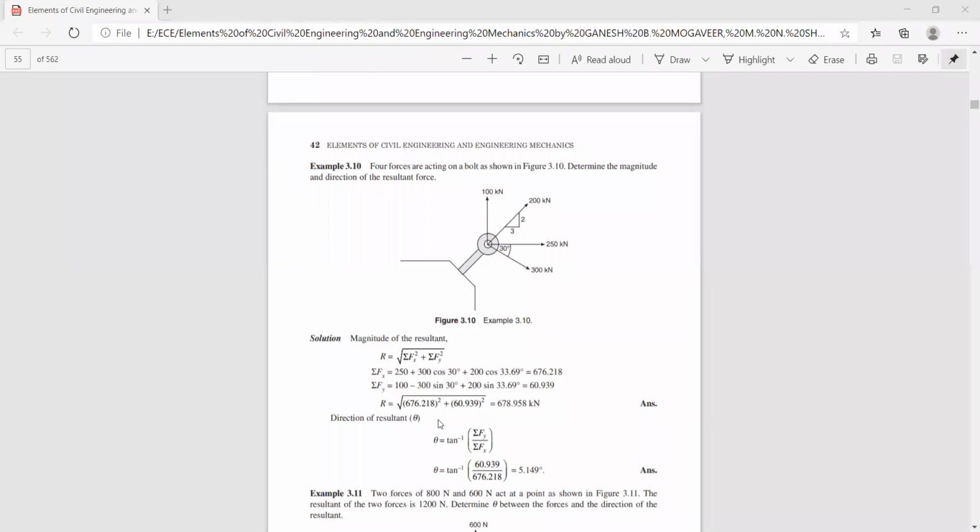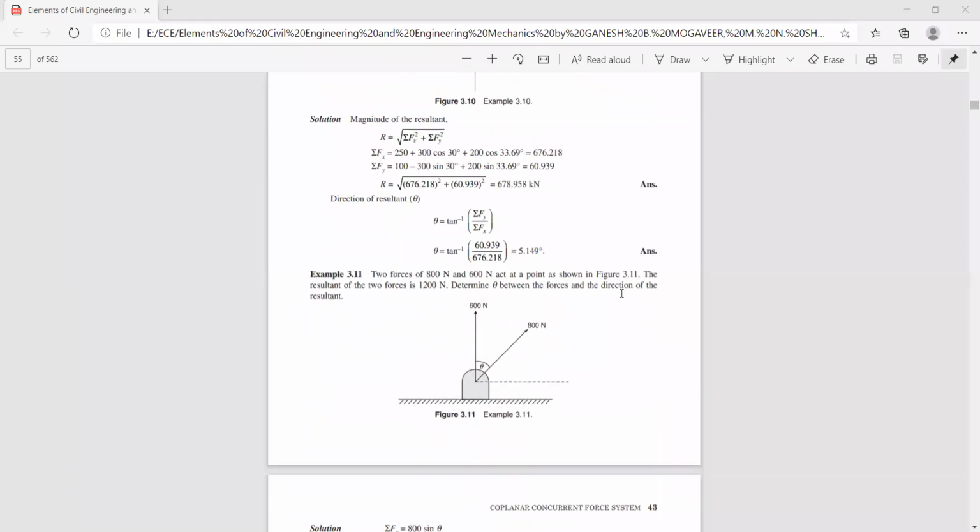So always in a concurrent force system, first select the reference axes x and y, about which you are going to find the sum of the horizontal components as well as the vertical components. Once you find the sum of the horizontal and vertical components, then by using the expression R equal to square root of sigma f of x squared plus sigma f of y squared, you can find the magnitude of the resultant. Once you find the magnitude of the resultant, you can find the direction of the resultant.